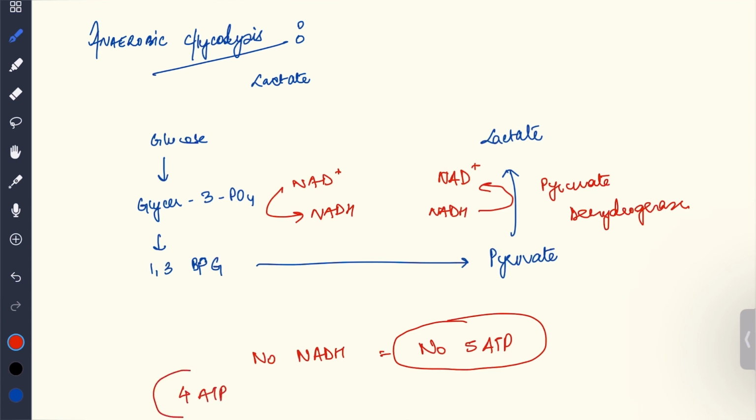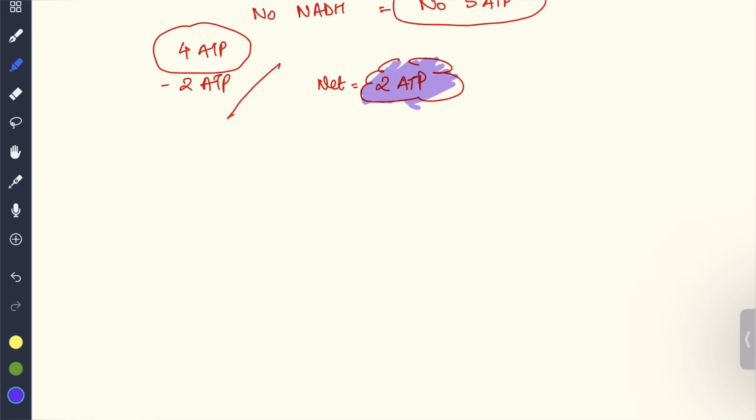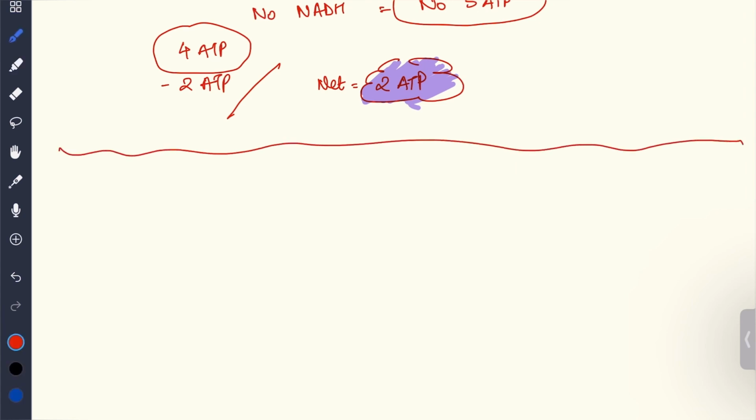So there will be a total of only 4 ATP formed here, and then 2 got used. 2 ATP was used in the beginning. So the net will be only 2 ATP. Only 2 ATP will be the net ATP which is being formed. How many ATP is being formed net? 2 ATP.